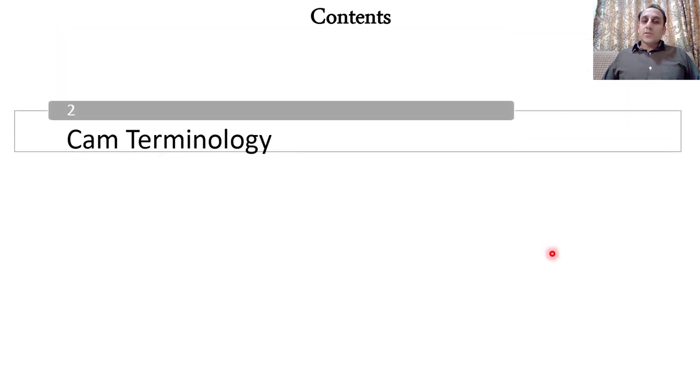In the cam terminology topic, we will see the different terminologies which are related to the cam follower mechanism, different terms, different specifications, for example the shape of the follower, the type of motion of the follower, the type of joint closure, the type of motion constraints which are involved in the cam follower mechanism. So these are some of the terminologies which we will discuss in today's lecture.